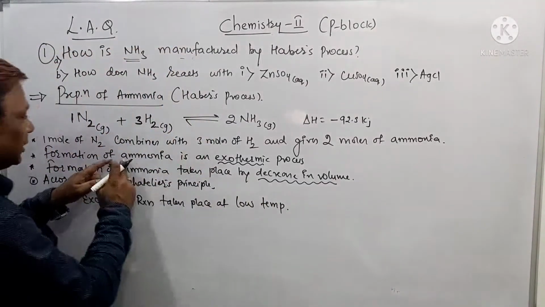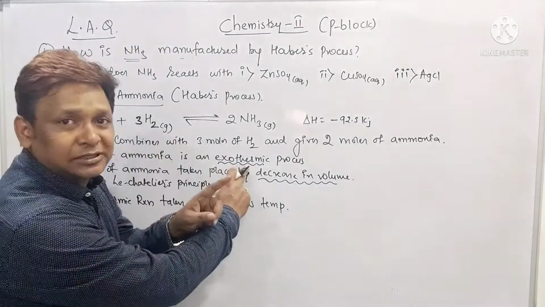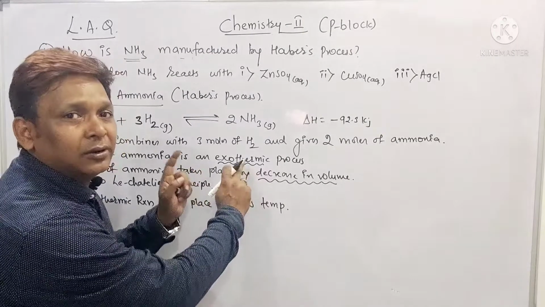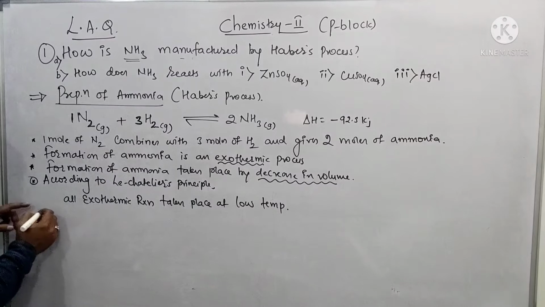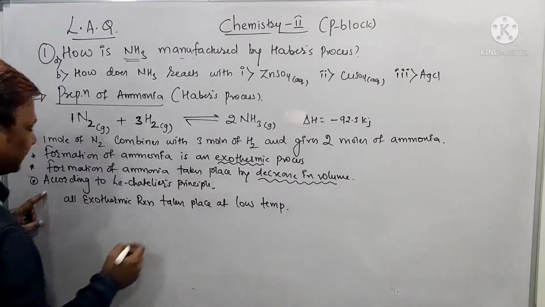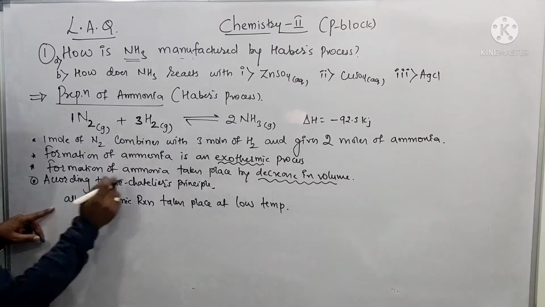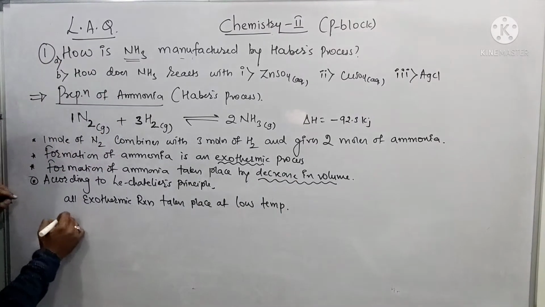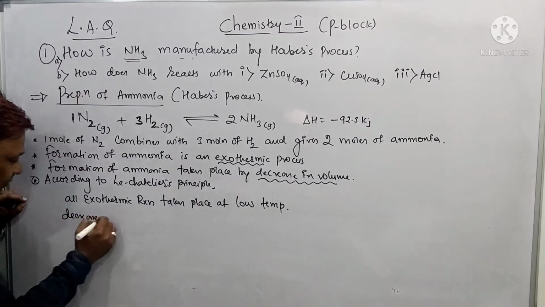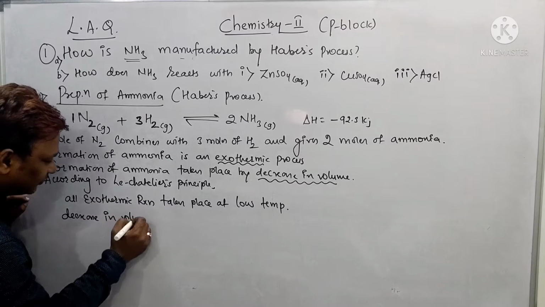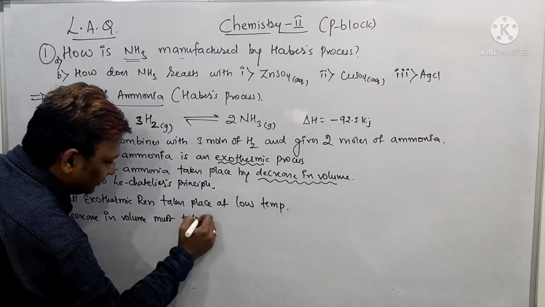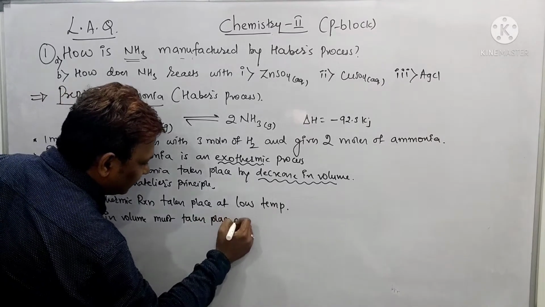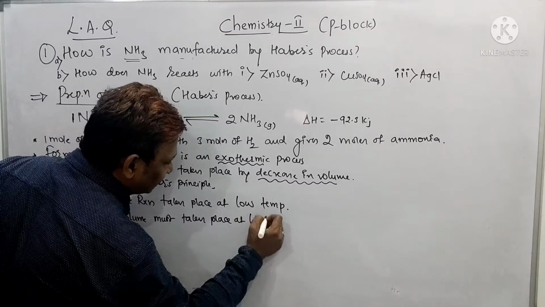See, the process is exothermic. So according to Le Chatelier's principle, beta, all exothermic reactions will take place at low temperature. Second point, beta: according to Le Chatelier's principle, a decrease in volume must take place at high pressure.